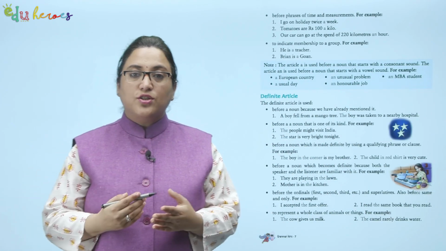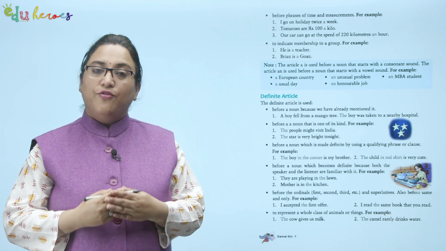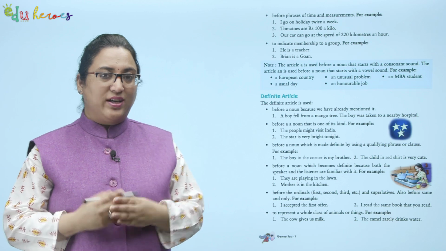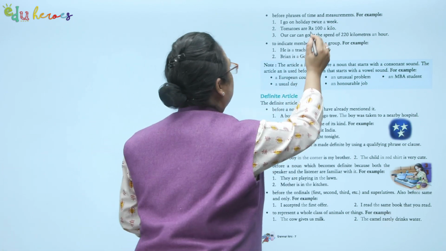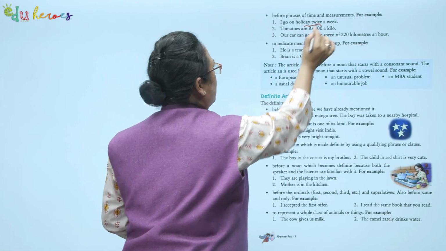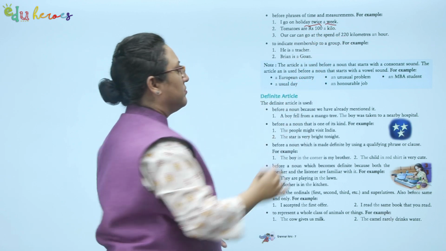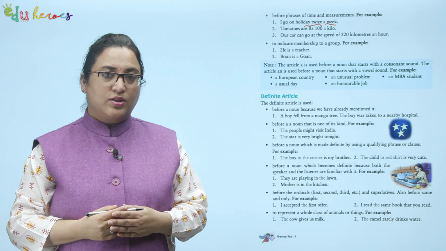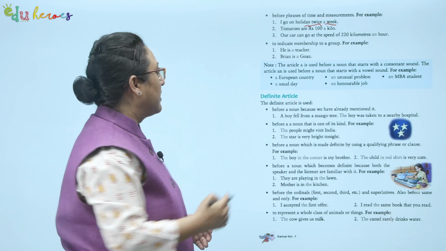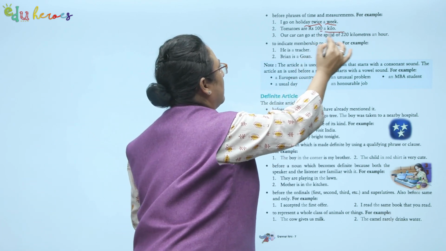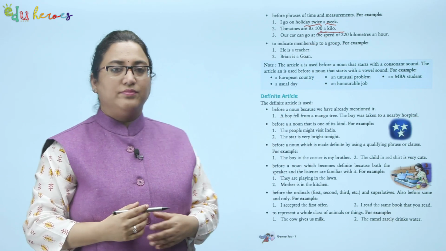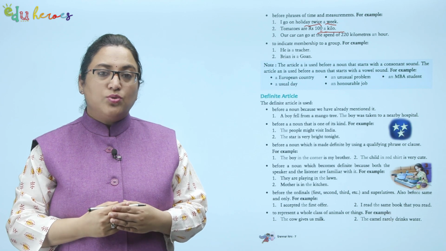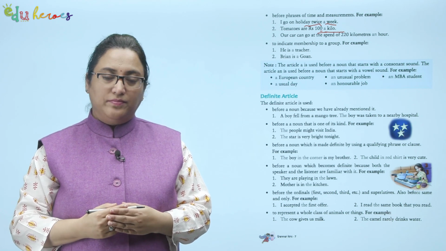Also before phrases of time and measurements. For example, I go on holiday twice a week. So what is the time here? Twice, 2 times. Tomatoes are rupees 100 a kilo. So that's a measurement. That's the weight here. A kilo means 1 kilo. Our car can go at the speed of 220 kilometers an hour.